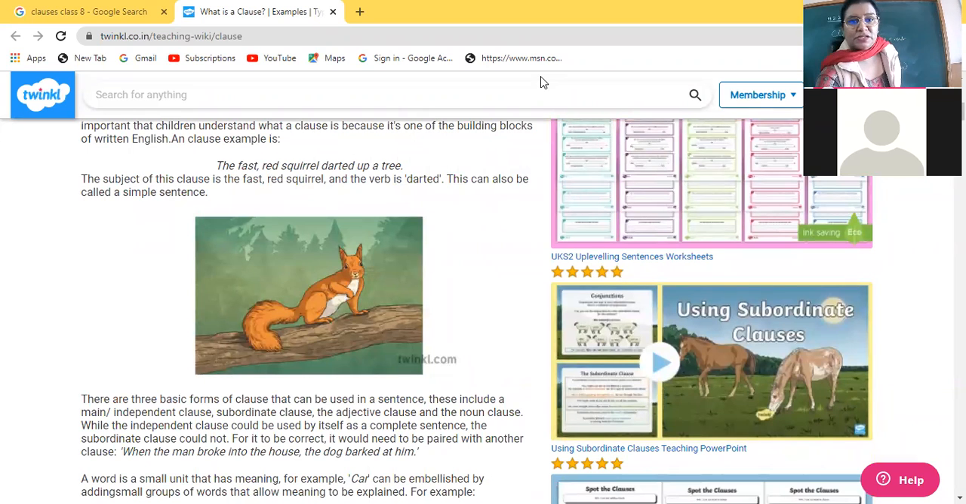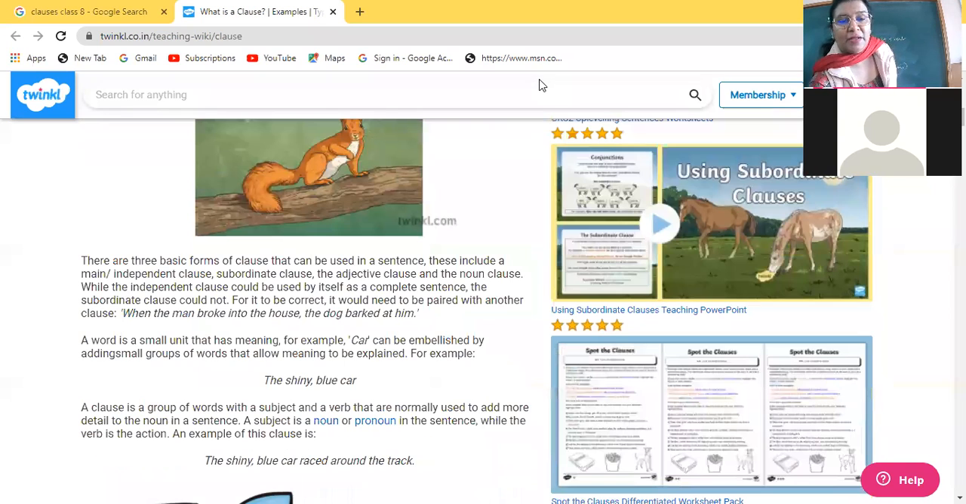Now let's read this. There are three basic clauses that can be used in a sentence: the main clause, the subordinate clause, and further kinds of it. In main clauses and subordinate clauses, they can be adjective, noun, or adverb clauses. The independent clause, the principal clause, the main clause, can be a sentence in itself, like the one we have read. But the subordinate clause is incomplete, even though it has a subject and a verb, right?